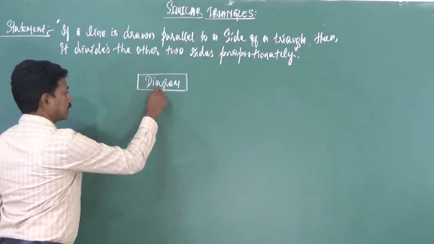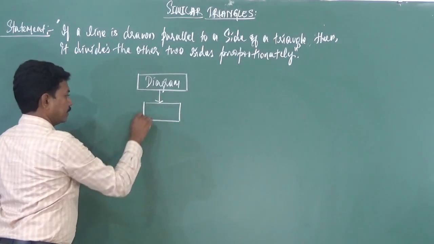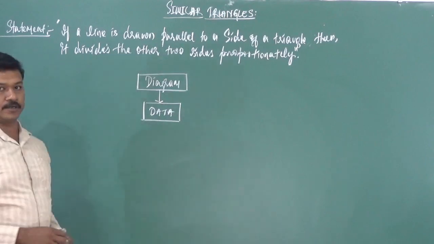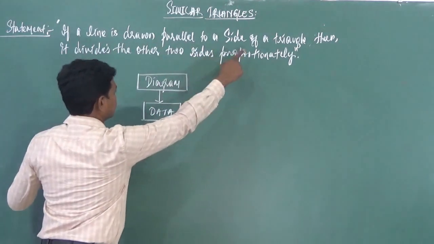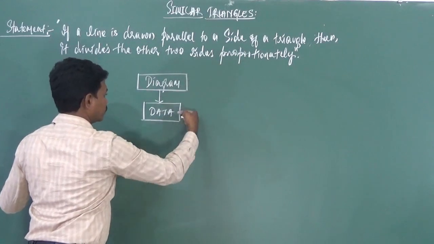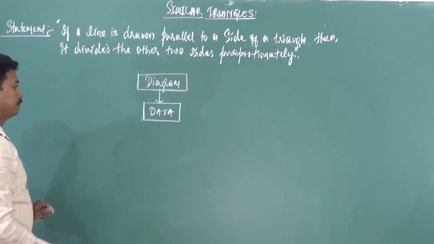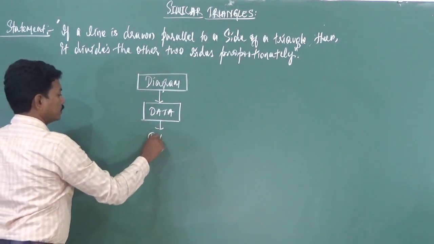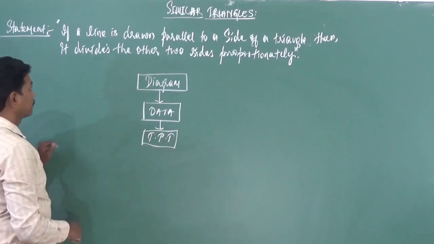So the description of the diagram is written in the data. That is the data of the theorem. Now, using the hypothesis part of the statement, you are going to draw the diagram and write the description of the diagram in the form of data. Next comes, what is to be proved? To prove that.